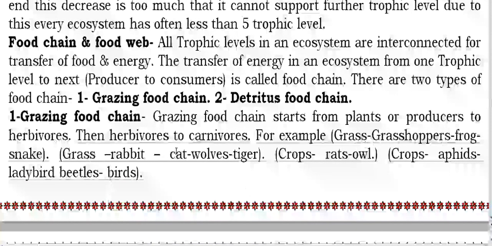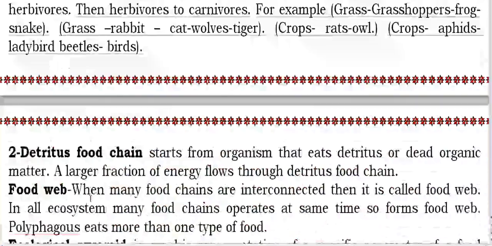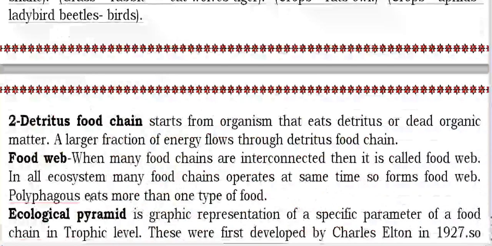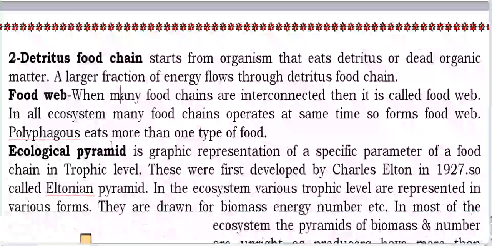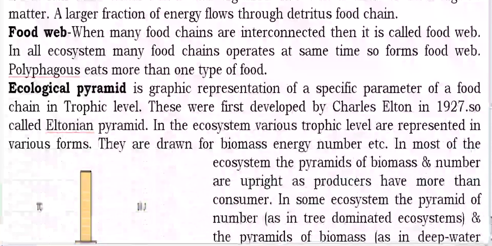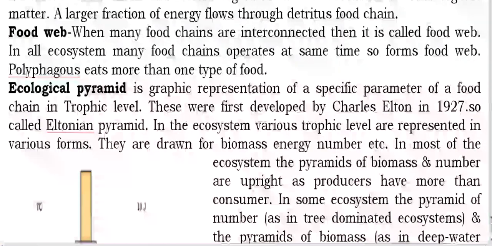Grass, rabbit, cat, wolf, tiger. Crop, rat, owl. Crop, aphid, ladybird beetle, and birds. The detritus food chain starts from dead and decaying material in the soil. For example, earthworms consume only soil or dead decaying material, and they are eaten by the next organism, and the chain continues. Many food chains are interconnected. This is known as a food web.